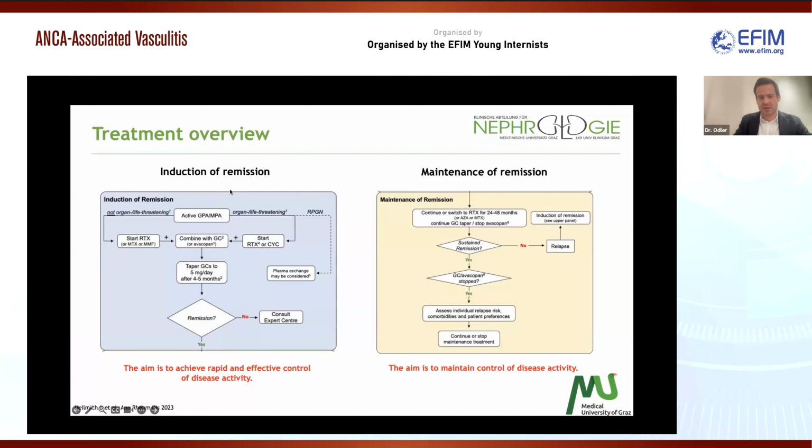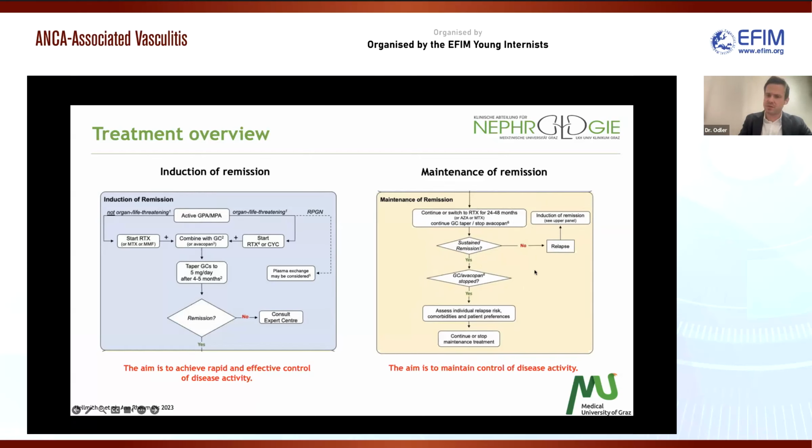If the disease activity is controlled after the induction treatment, then we are coming to the second phase of the treatment, which is the so-called maintenance treatment. During this phase of the therapy, the aim of our treatment is to maintain control of the disease activity. In most cases, it should be done for at least 24 or 48 months, but it can be longer according to the clinical characteristics of our patients. Important to mention that avacopan should be stopped 1 year after therapy initiation, because there are no long-term data on the use of avacopan after 1 year. If the patients are relapsing during the maintenance treatment, then the induction therapy should be done again.